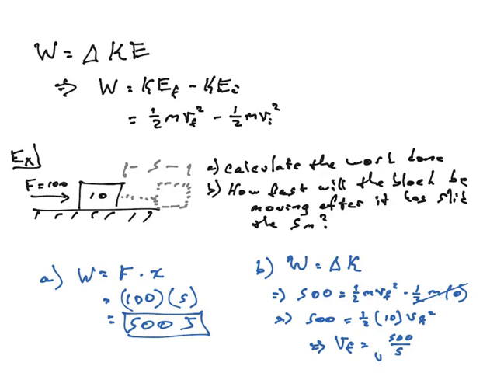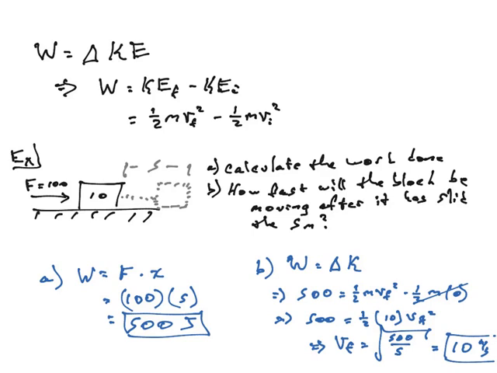So I have to take the square root of both sides to make it just v final. So I get 500 divided by 5 is 100. Square root of 100 is 10. So how fast will it be moving? It'll be moving 10 meters per second.